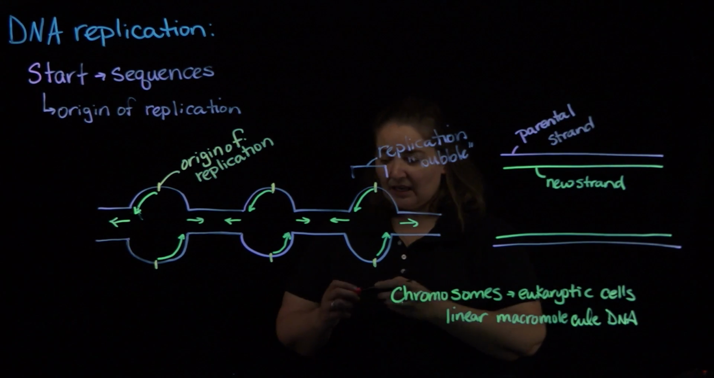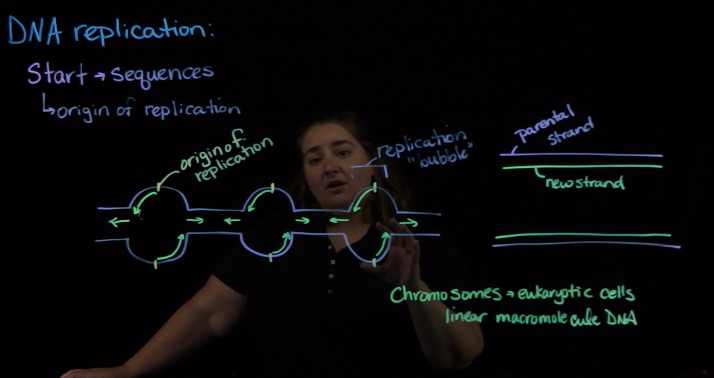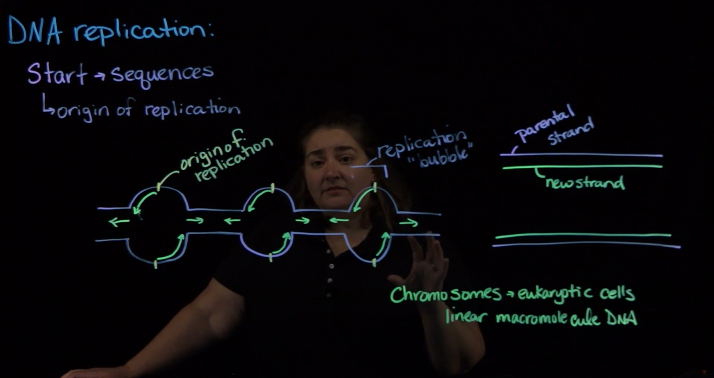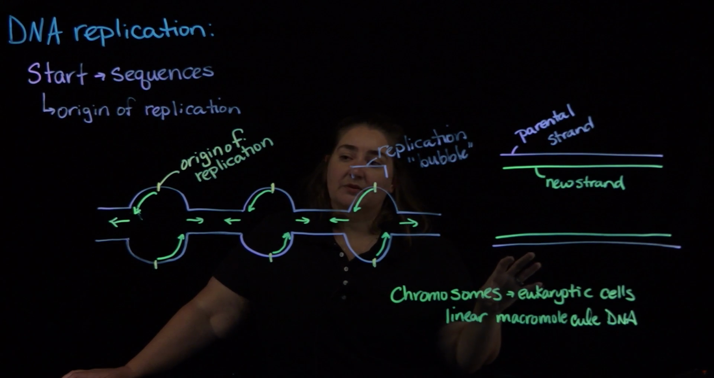okay? And you can physically see these replication bubbles on chromosomes that are actively undergoing DNA replication using electron microscopy. Okay, so we can visualize, we know these replication bubbles happen.